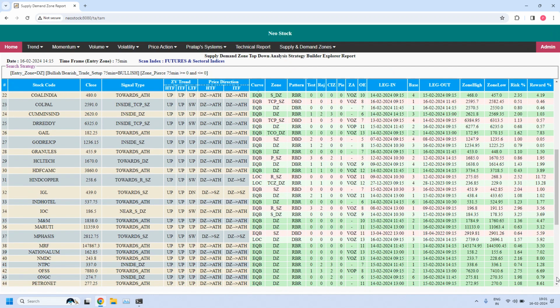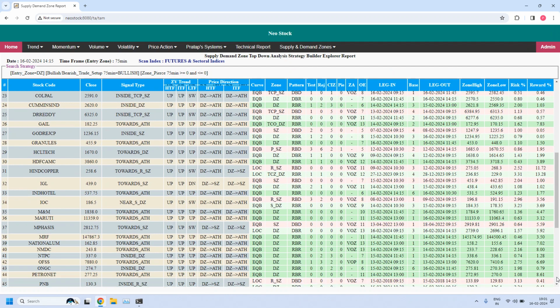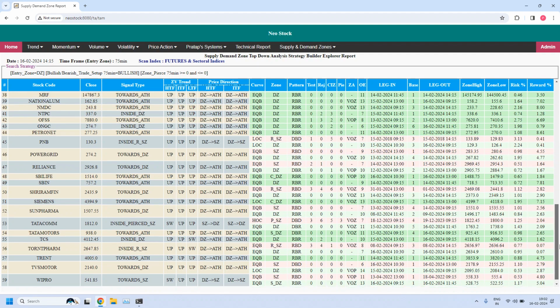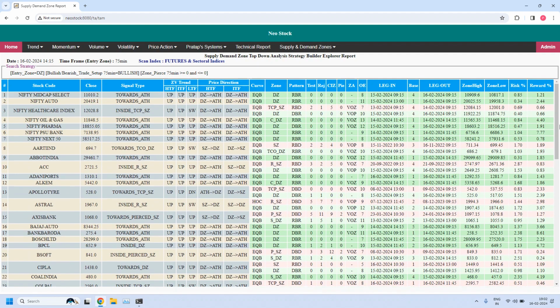Let me scroll down. Now 60 stocks are there. All the 60 stocks currently support bullish trade setup and don't have a pierced count for the zones. But some zones are tested. Some zones are high liquidity zones. So which are the high liquidity zones? You can look into the column zone.